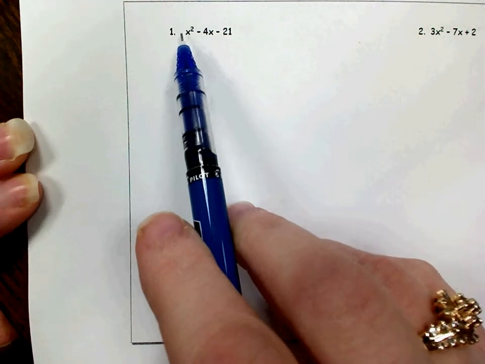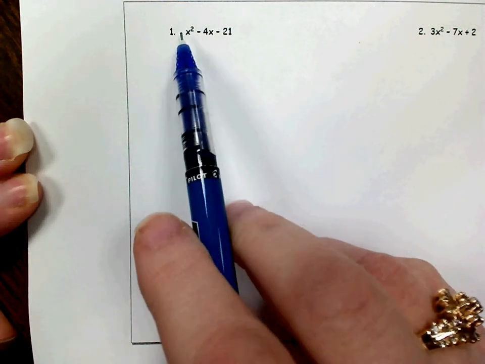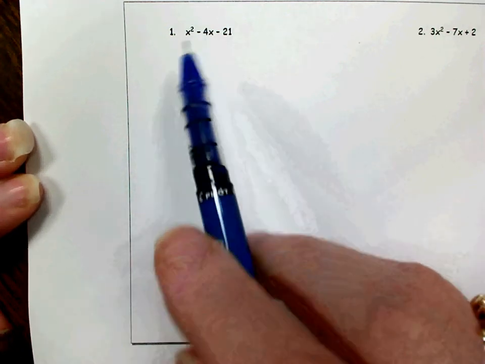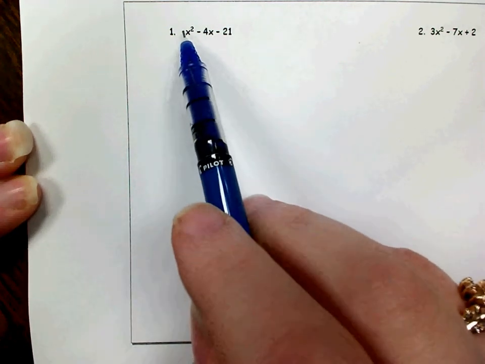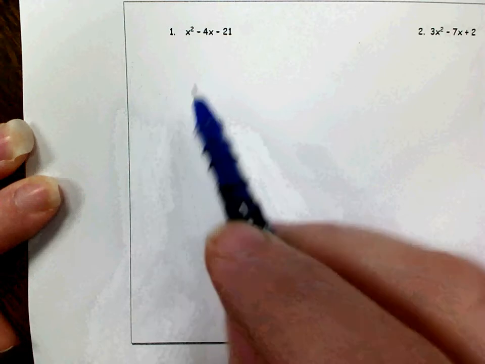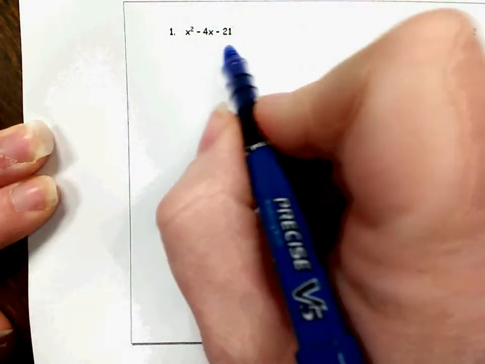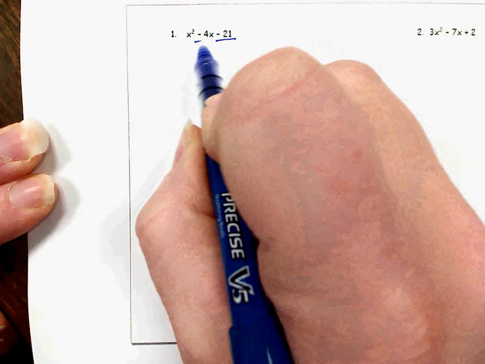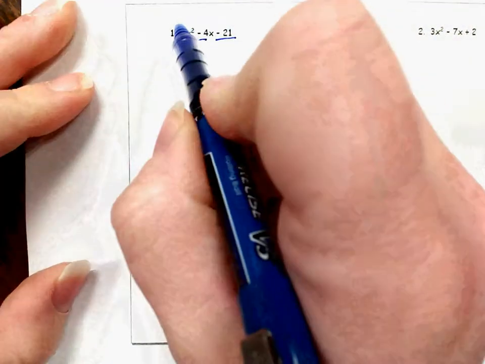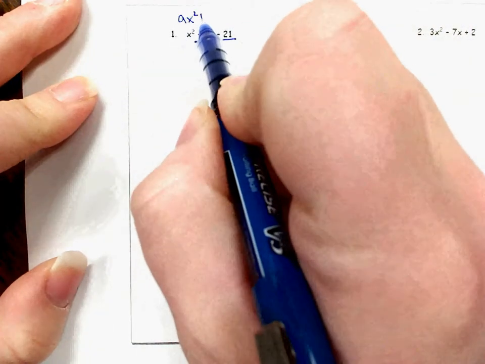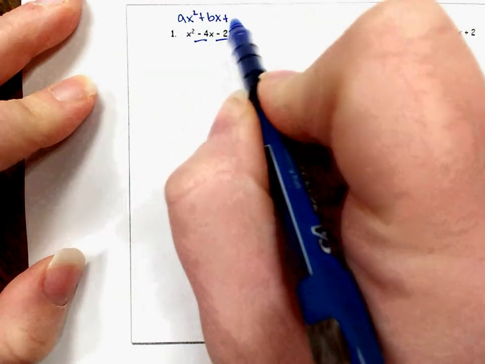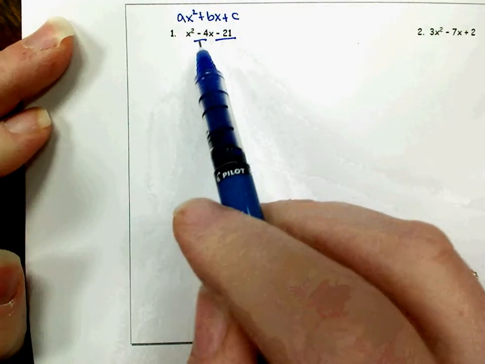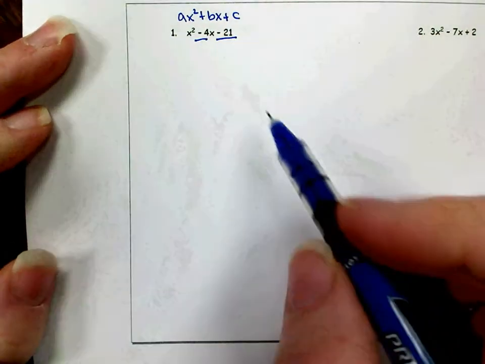Since our a value, which is the coefficient of our squared term, is an understood 1, we won't have a GCF. We also don't need to use bottoms up when our a value is 1. When a is 1, all you need are numbers that are factors of your c value that combine to get your b value. So remember, the standard form is ax squared plus bx plus c. So we need factors of negative 21, our c, that combine to get negative 4, our b value.